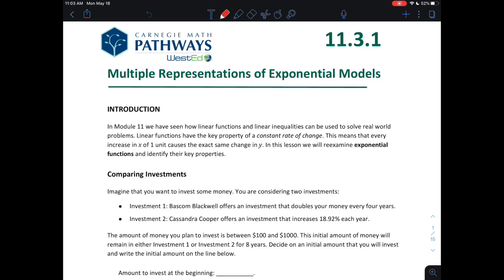This is a good review of what you've just seen in the first half of this module. This is really all that linear functions are about. But now, in this lesson, we will re-examine exponential functions and identify their key properties.